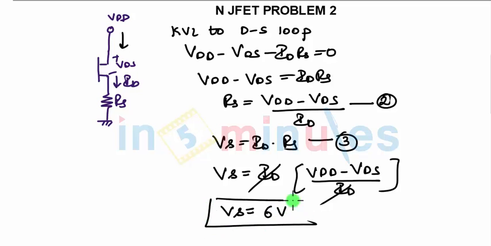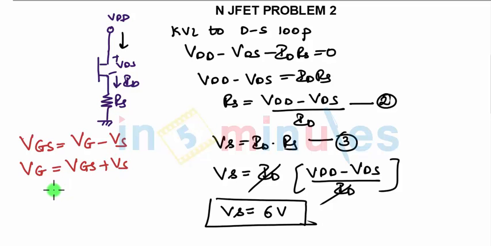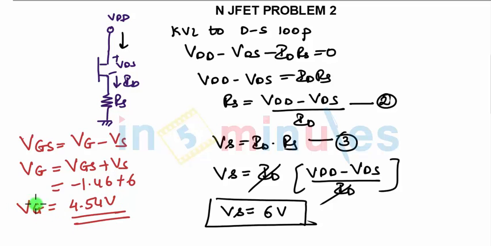So you've got Vs. Now you know VGS equals Vg minus Vs. So what will be Vg? VGS plus Vs. VGS we have already found as minus 1.46, and plus 6. So this will give you Vg as 4.54 volts. So we've got Vg as 4.54 volts.